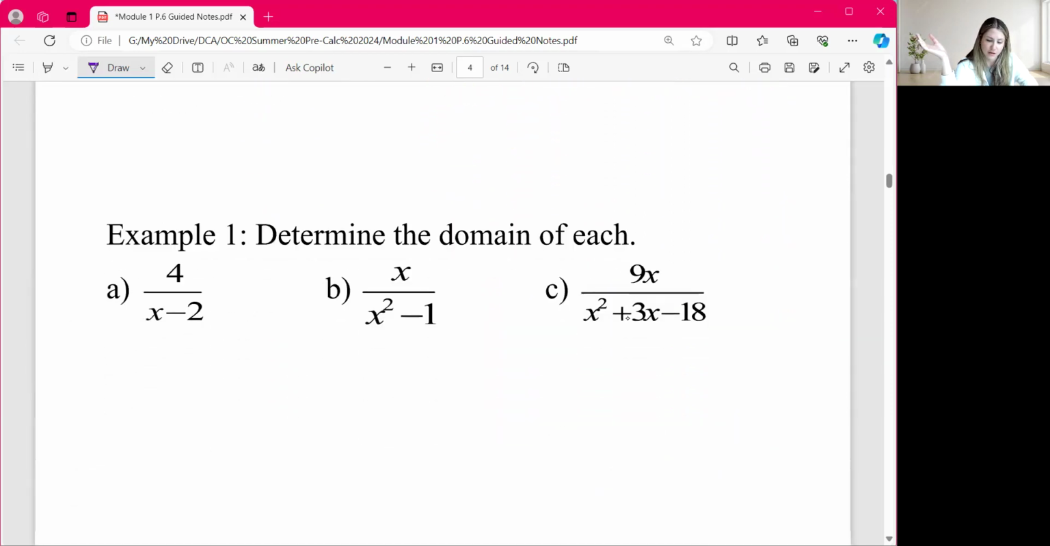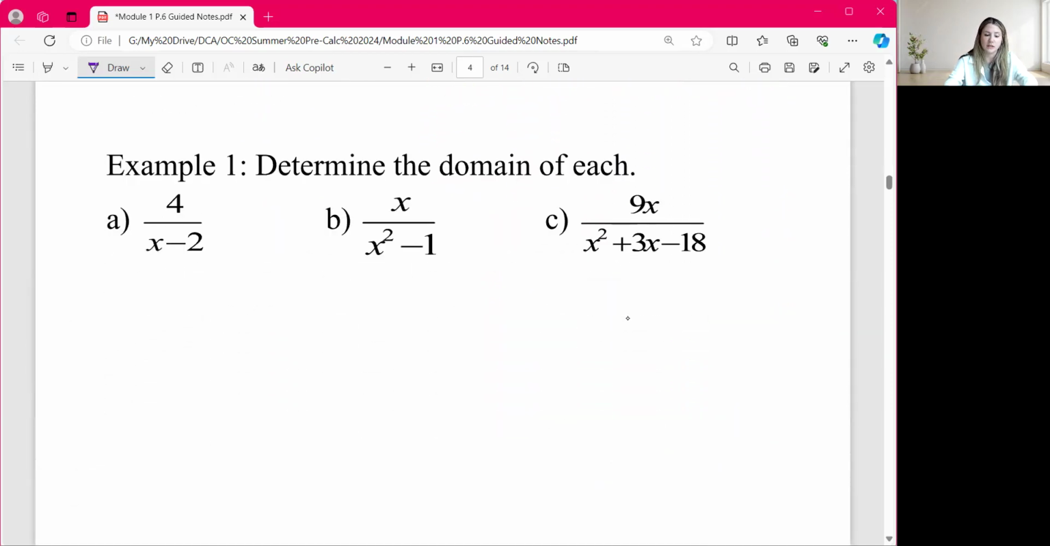Okay, so let's determine the domain of each of these expressions here. 4 divided by x minus 2. So it's helpful to set that denominator equal to 0 to figure out the issue, right? Then I'm going to solve, and I now see when x equals 2, my denominator equals 0. That's going to be my domain. X cannot equal 2. In interval notation, we go from negative infinity all the way to 2, skip over 2, and continue on. Let's check it out.